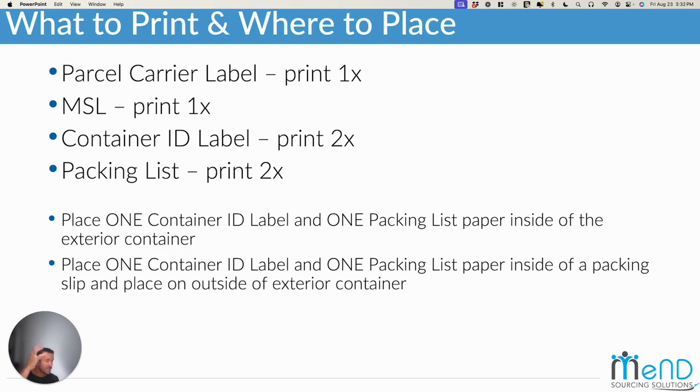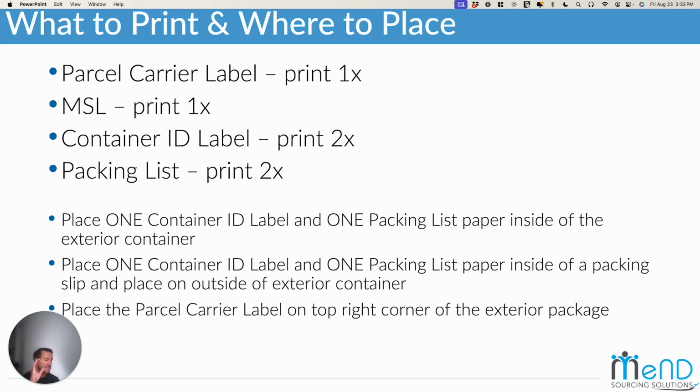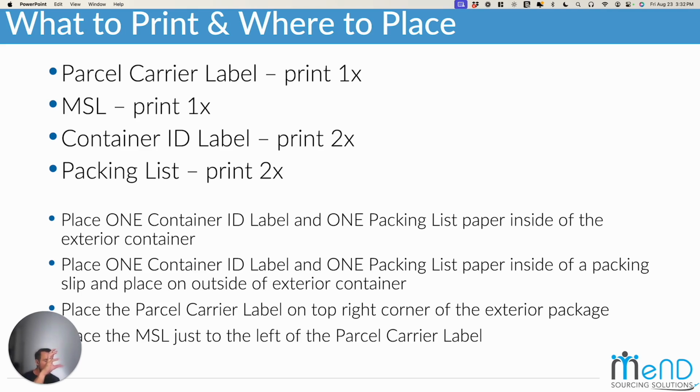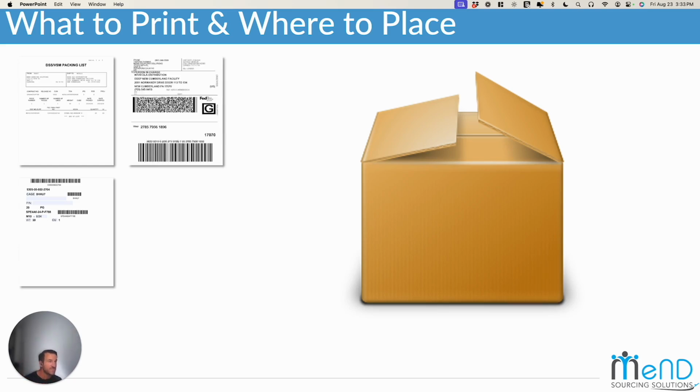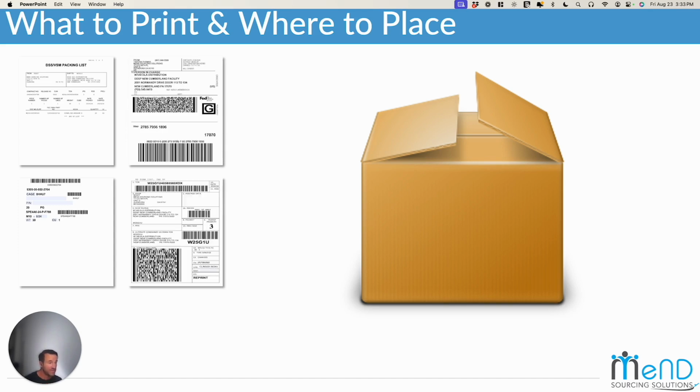So the same 2 documents that you put inside, you want to now place in a packing slip on the outside. And then you want to place the parcel carrier label on the top right corner of the exterior package, and you want to place the MSL just to the left of the parcel carrier label. So you're probably thinking, well, what the heck do you mean? So I thought this diagram would work best. Right here we have the packing list, right? We have our container ID label as well. So we have those 2 documents. We have our parcel carrier label, and we have our MSL.